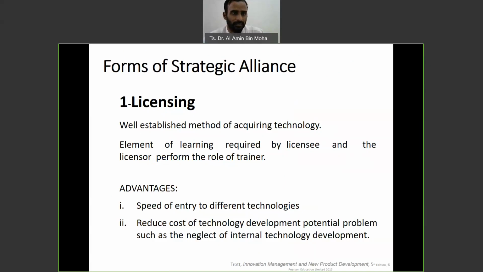So the first one is licensing. This is a well-established method of acquiring technology. There is an element of learning required by the licensee, and the licensor performs the role of trainer. What is the best example of this? Can you think of one?